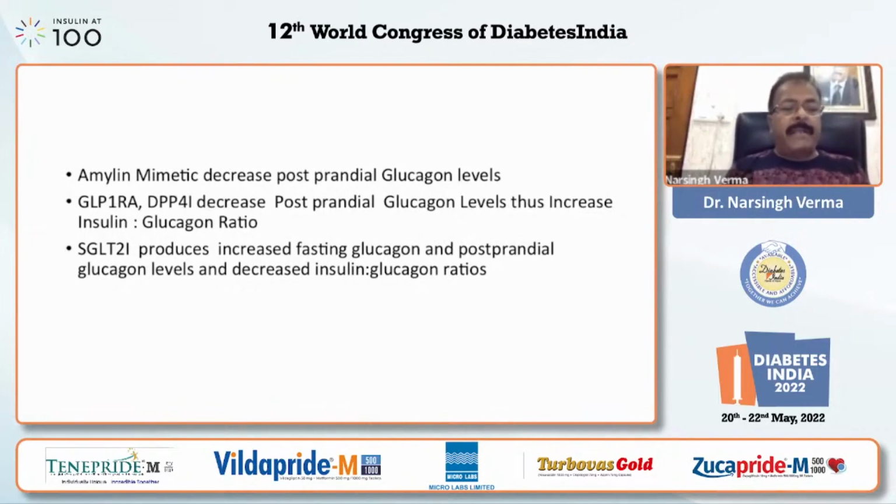GLP-1 RAs and DPP-4 inhibitors decrease postprandial glucagon levels, thus increasing the insulin-glucagon ratio, and that is why they are helpful in the management of type 2 diabetes. SGLT2 inhibitors produce increased fasting and postprandial glucagon levels and decrease the insulin-glucagon ratio. That is one thing being discussed with SGLT2 inhibitors, and that is why when we combine SGLT2 inhibitors with DPP-4 inhibitors, we say that probably this action is negated by DPP-4 inhibitors.